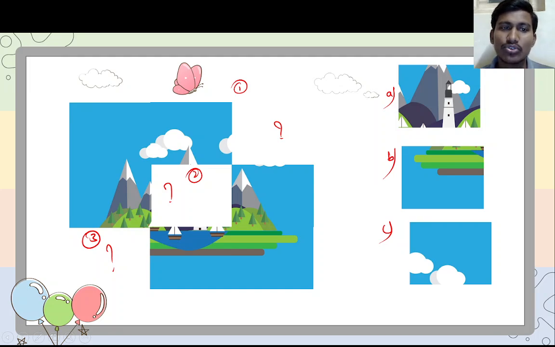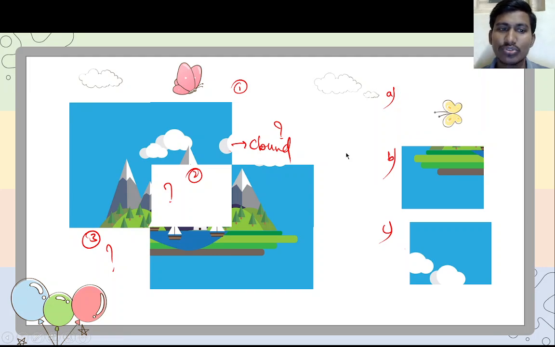So see here, in the first blank, which will be the suitable one? There is a cloud. This cloud is there, right? So option C will be the suitable one in the first place. Okay, good.